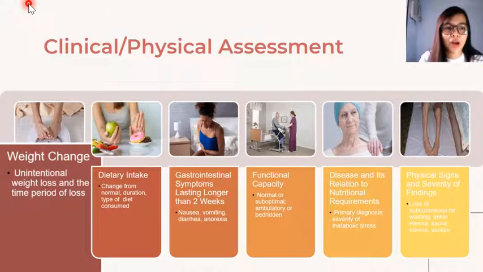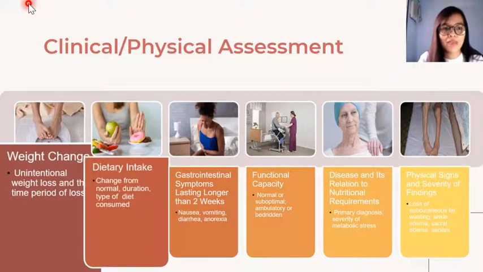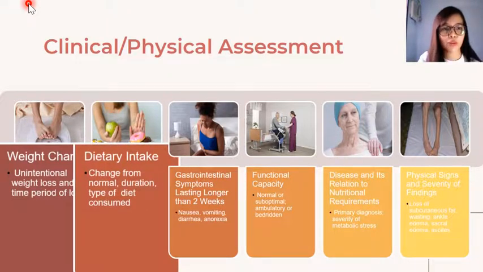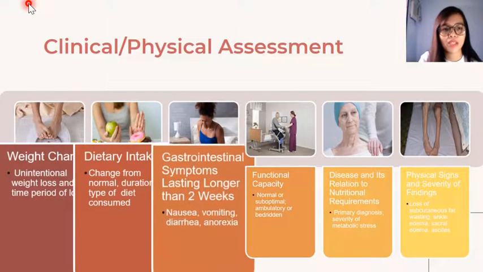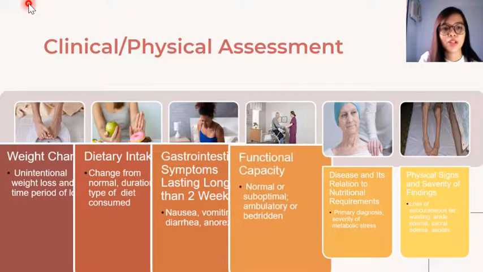We have to take note of the unintentional weight loss and the time period of loss. When we say unintentional, it means that your patient is not trying to diet or not trying to work out just to lose weight. He's just really losing weight no matter how much food he or she consumes. And then we have dietary intake. You have to take note of the change from normal duration, type of diet consumed, and your GI symptoms. If it lasts for more than 2 weeks, like symptoms of nausea, vomiting, diarrhea, and anorexia.